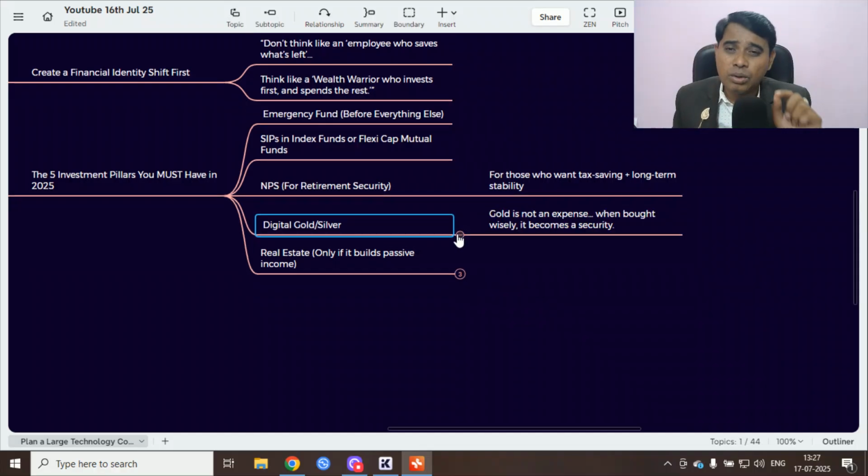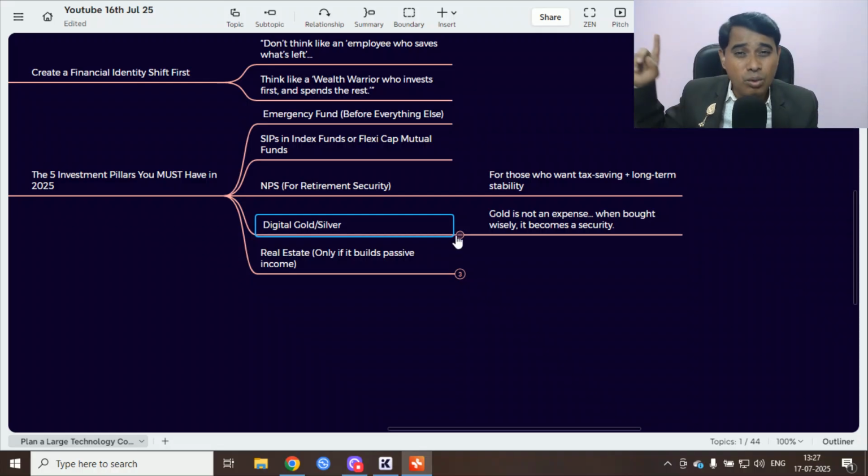And digital gold or digital silver is also one of the main factors you should take care of. Gold is not an expense. Everybody knows that. It is an expense only when you look at it at a deeper level. For your future, it will be monetized for the betterment of your life. When bought wisely, it becomes a security for you. That's the main thing. When you know the reality about your gold, the answers will come to you.